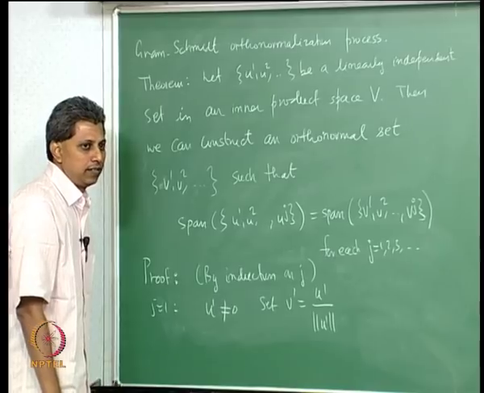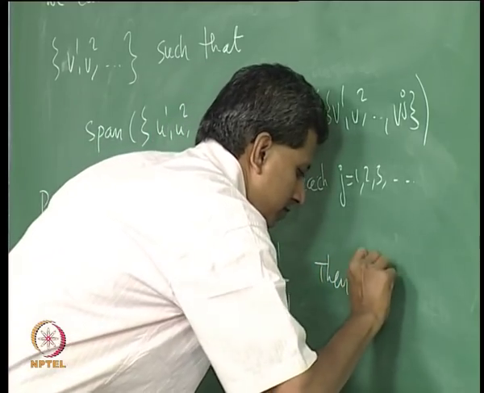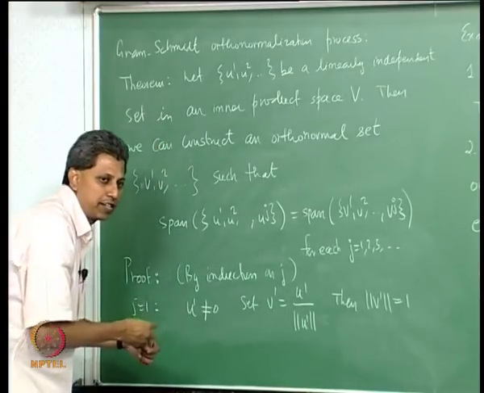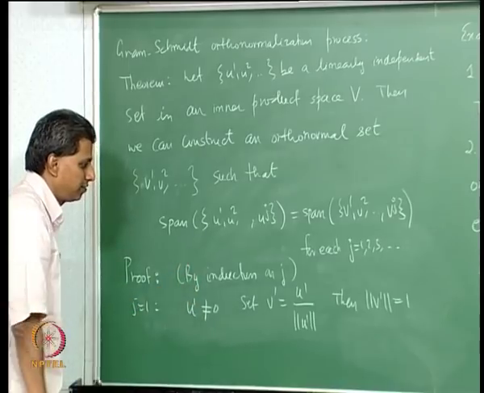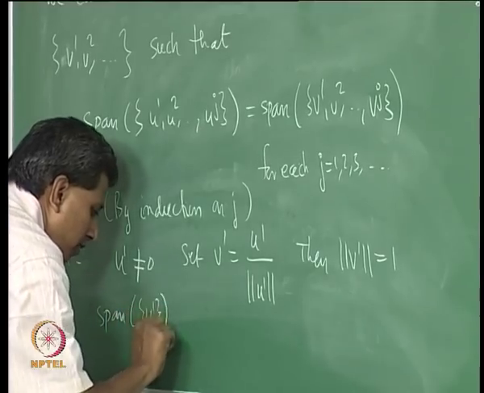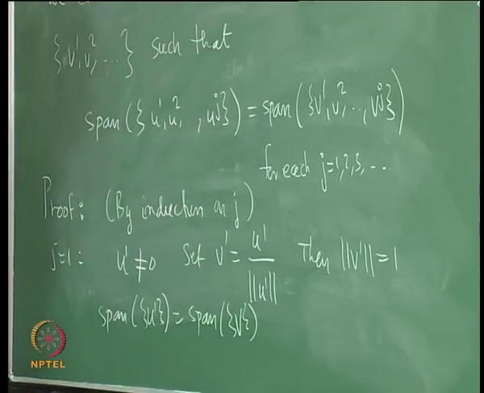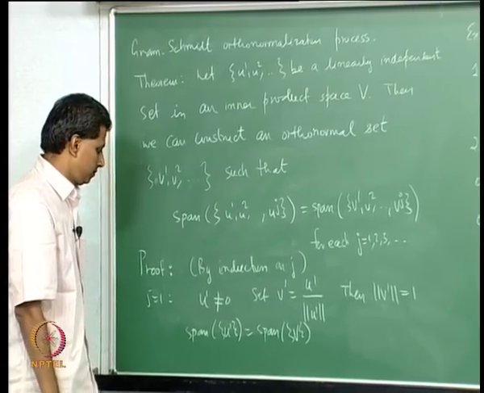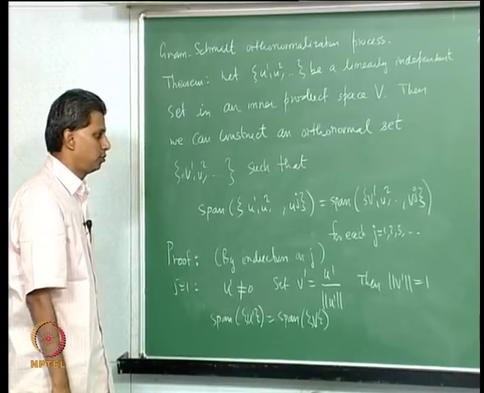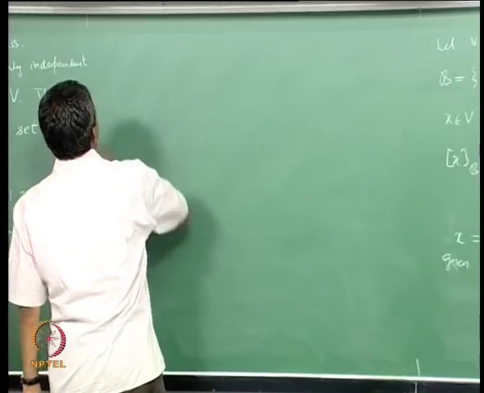Then this v1 satisfies the requirements. For one thing, norm v1 is 1, and you do not have to take another vector to take the dot product, etc. This is the basis step, there is only one vector. What is also clear is that span of u1 is span of v1, because v1 is a multiple of u1. Anything that is in the span of u1 is a multiple of u1, that is obviously a multiple of v1. So these two subspaces coincide. So the basis step holds. So we apply the inductive step.